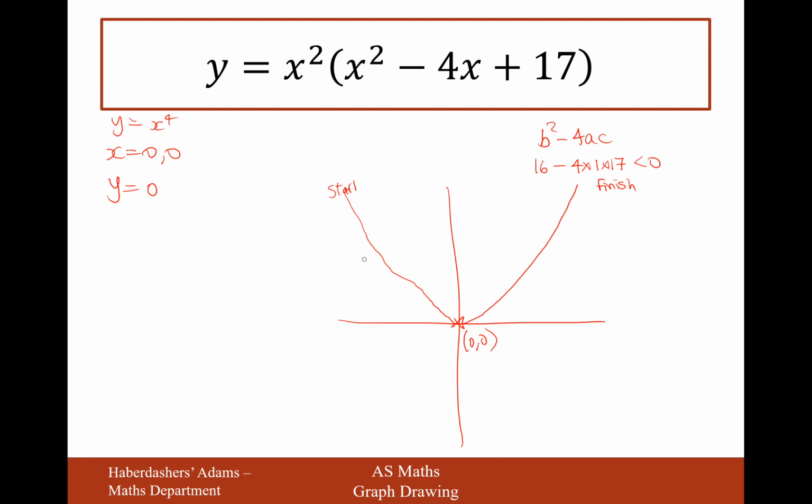So I'm not 100% sure that this is actually what the graph looks like, but for the benefit of our question, where does it go through the x-axis? Only once. Where does it go through the y-axis? Only once. So it's probably going to look something like this.